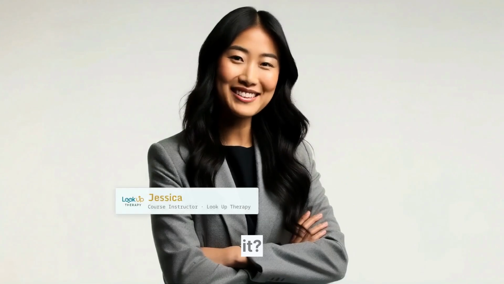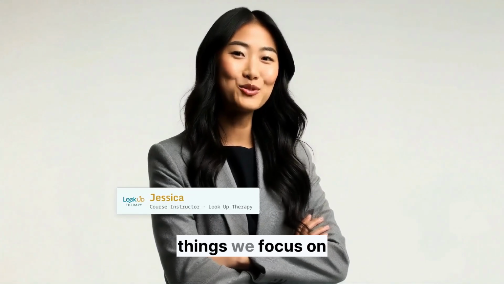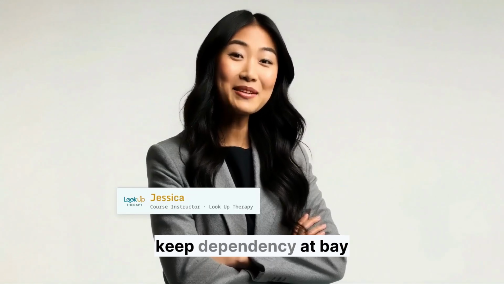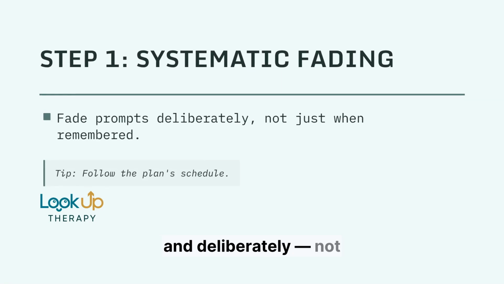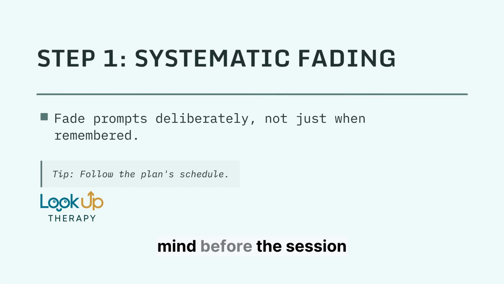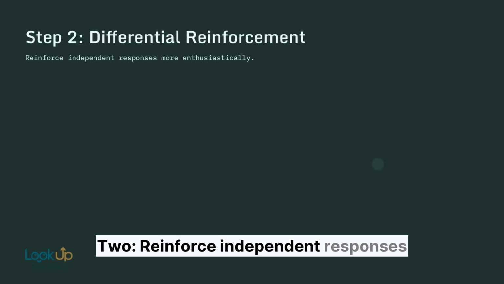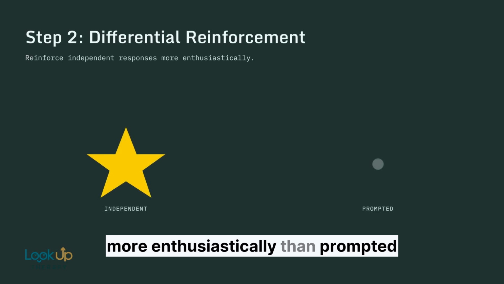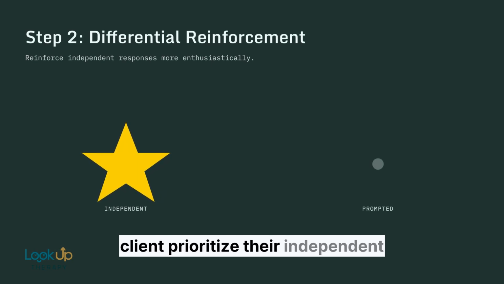How do you prevent it? Prevention is always better than correction. There are 3 primary things we focus on in every session to keep dependency at bay from the start. 1. Fade prompts systematically and deliberately, not just when you remember to. You must have a clear fading schedule in mind before the session even begins. 2. Reinforce independent responses more enthusiastically than prompted ones. This clear difference in reinforcement value helps the client prioritize their independent attempts.